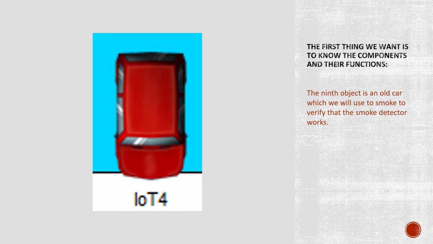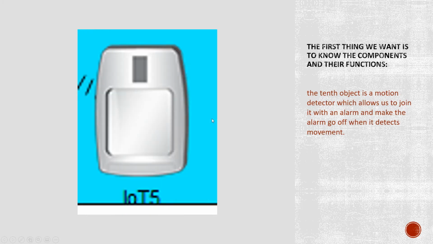The ninth object is an old car, which we will use to produce smoke to verify that the smoke detector is working. In this case, this is an image of a typical car.